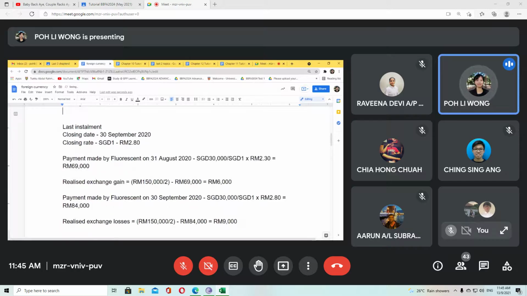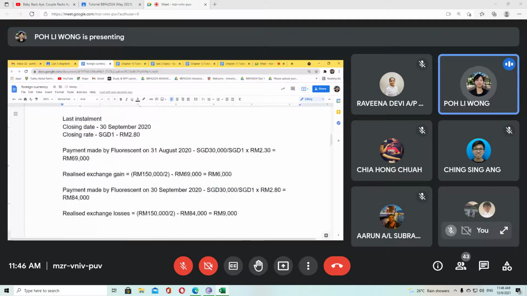All right. And the next one is the last installment part. My last installment, payment made by Florissant on 30th September 2020. So we have 30,000. That was the last installment. Times 2 ringgit 80 cents, we get 84,000. And we have a realized exchange loss. Why? Because recorded in our book is the balance 75,000 that I have to pay. Okay, but I have paid 84,000. So this is a realized exchange loss of 9,000 ringgit.